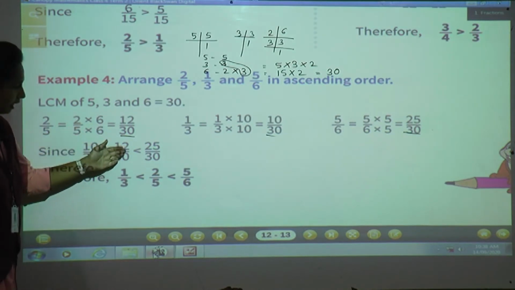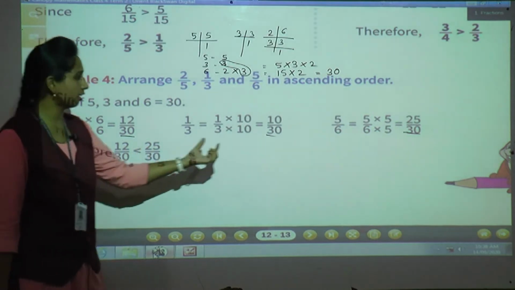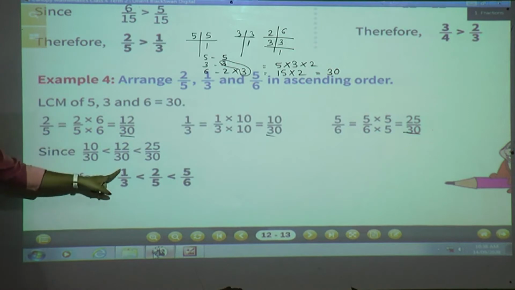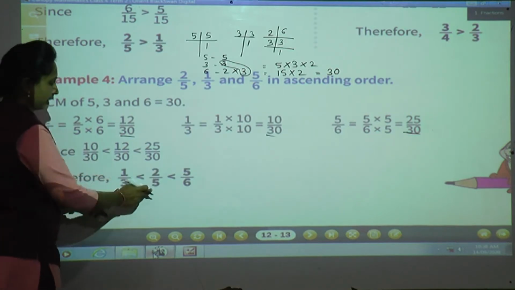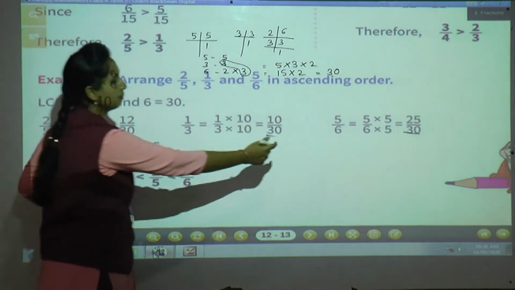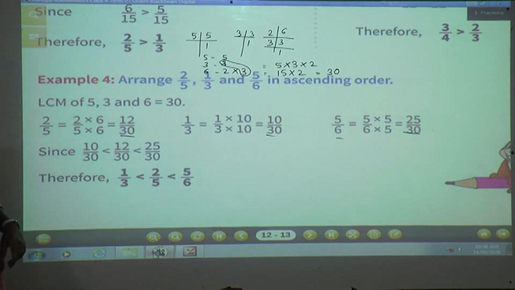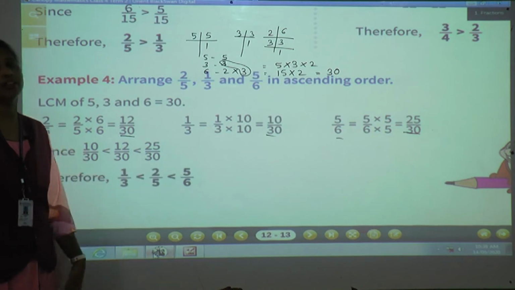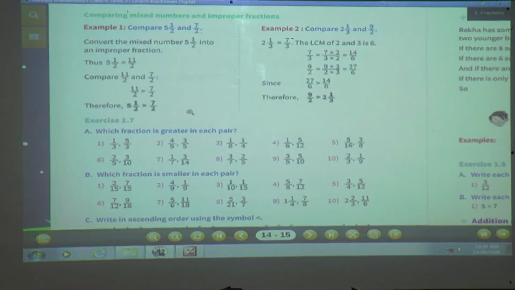Smaller, greater and greater. But what is the value of 10 upon 30? 10 upon 30 means 1 upon 3. Again write. What does 12 upon 30 mean? 2 upon 5. Right. What does 25 upon 30 mean? 5 upon 6. Right. So 1 upon 3 is first, then second 2 upon 5, then third 5 upon 6. Is that clear? Yes. Now we will solve the next example.